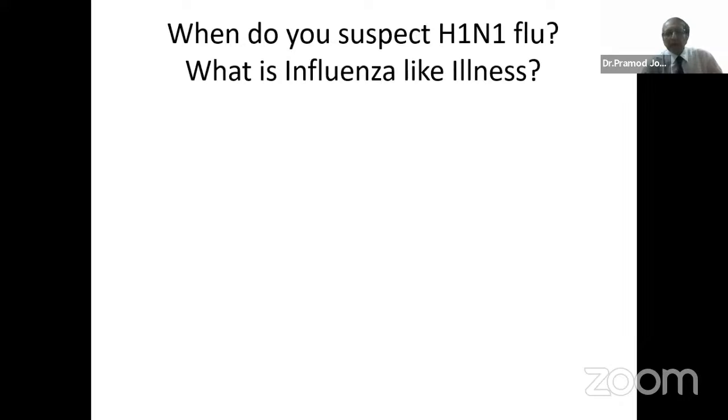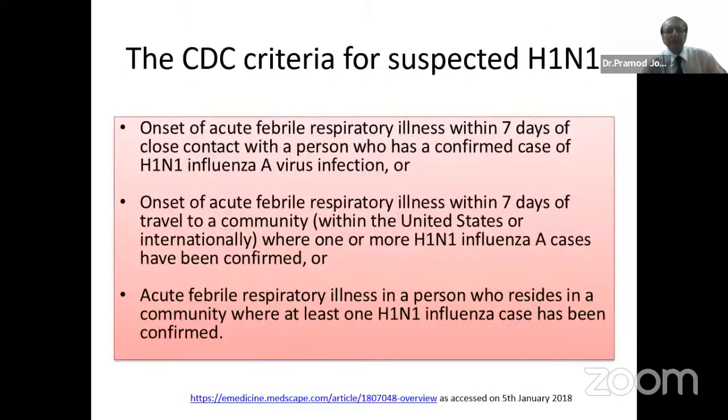And remember, when do you suspect H1N1 flu and what is influenza-like illness? So the CDC, the Center for Disease Control, has given criteria for suspected H1N1. So the onset of acute febrile respiratory illness within 7 days of the close contact with a person who has a confirmed case of H1N1 influenza, that is the one which is called as influenza. So the person has started getting acute febrile respiratory illness. That means he has fever, cold, and cough, and he has been in contact with someone in the last 7 days, but that person was a confirmed case of H1N1, then that is supposed to be the one where it is definite H1N1. Okay.